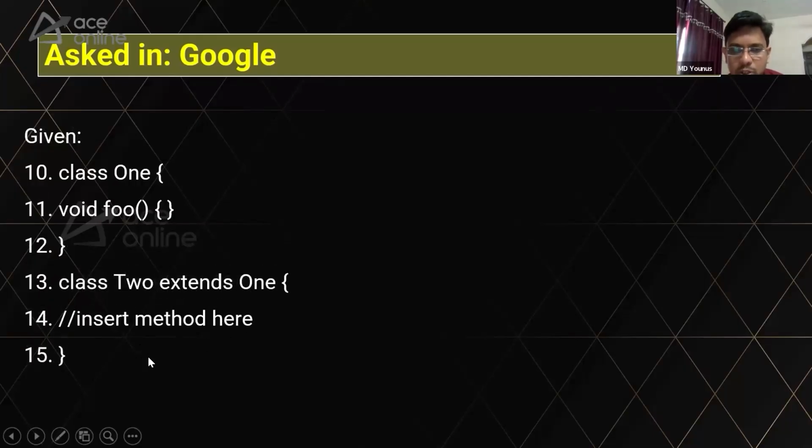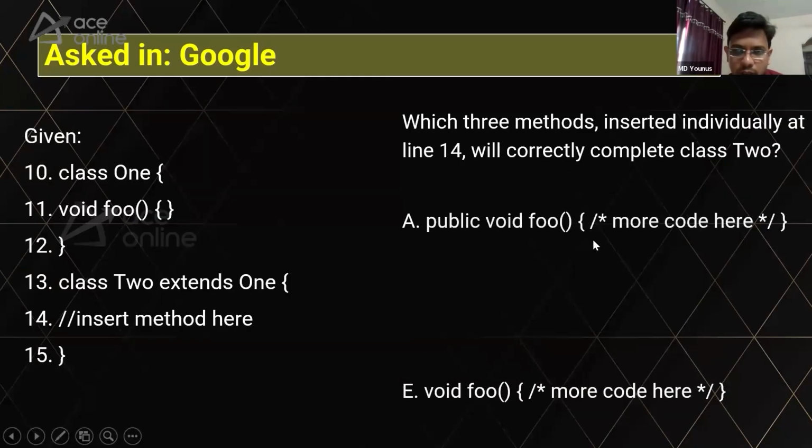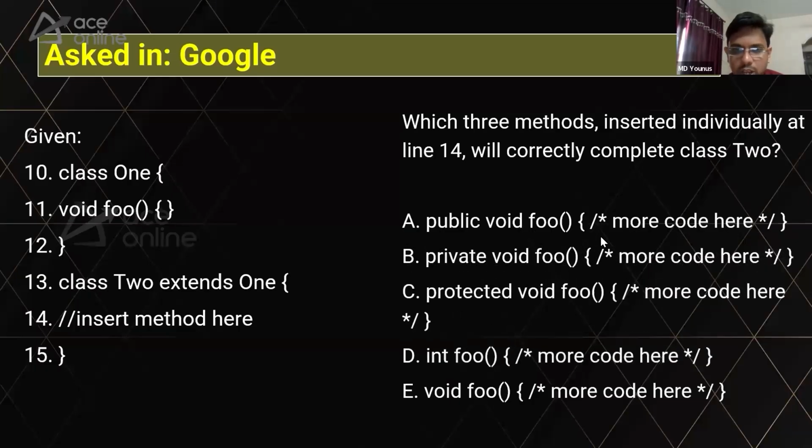What methods can you insert here so that your program properly compiles? The question is, what 3 methods inserted individually at line number 14 will correctly implement class 2? So what are the methods? Option A, option B, option C, option D. Can you tell me which methods, if I write in line number 14, my program will compile fine without any error? Take your time. I'll give you 2 minutes. 3 options you have to select.